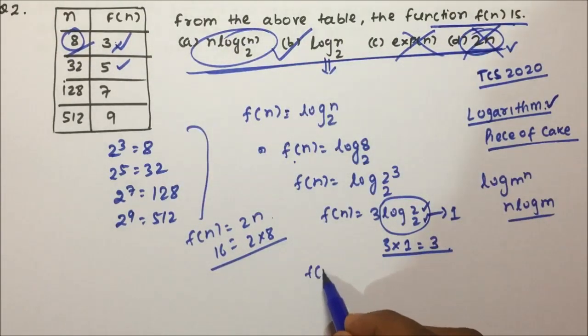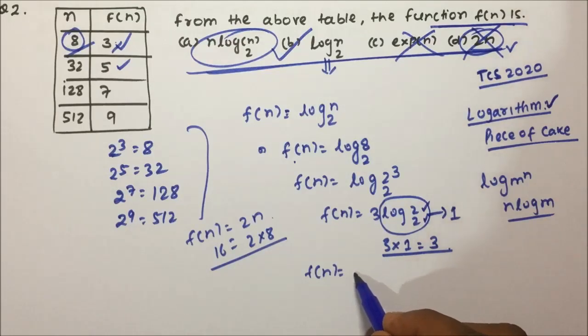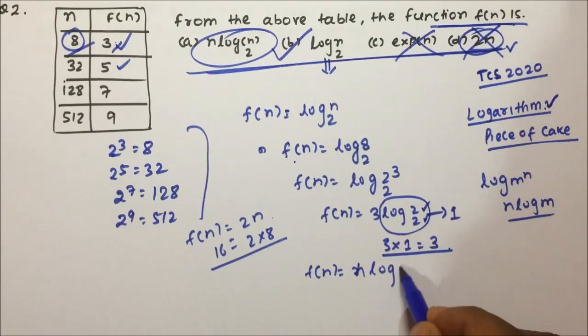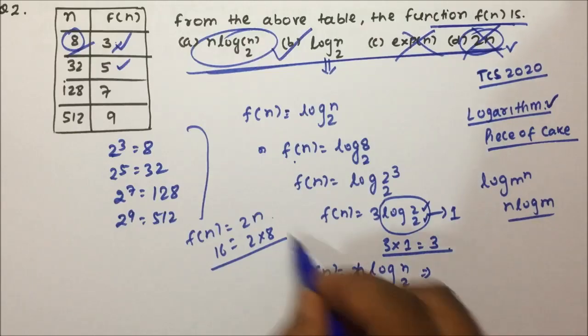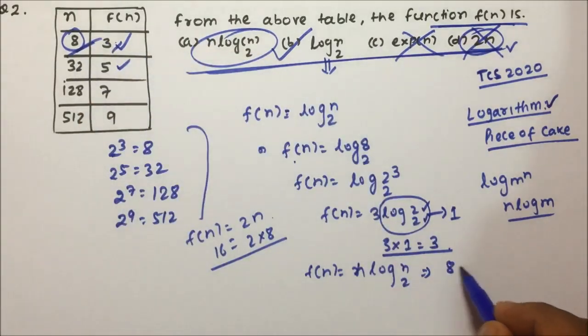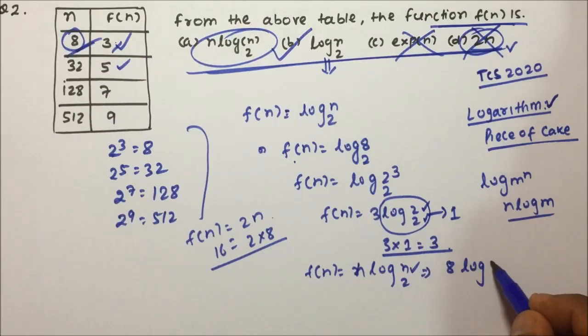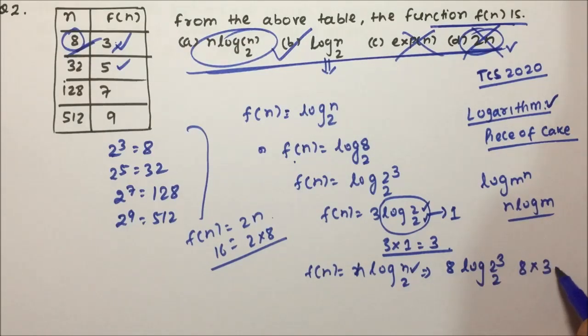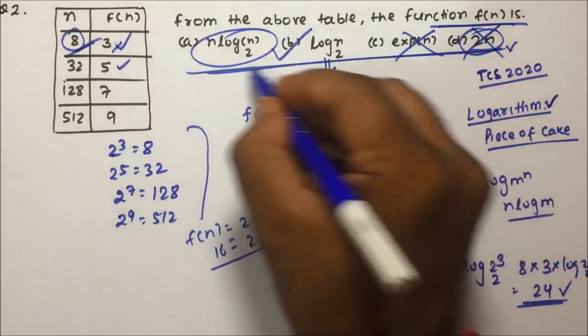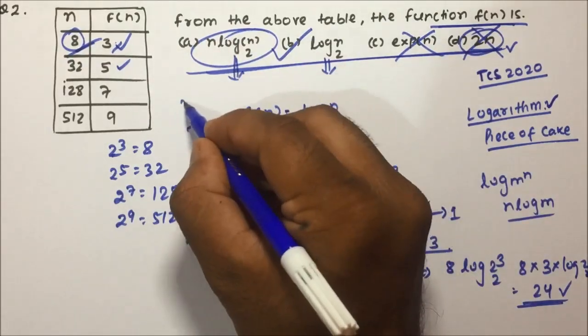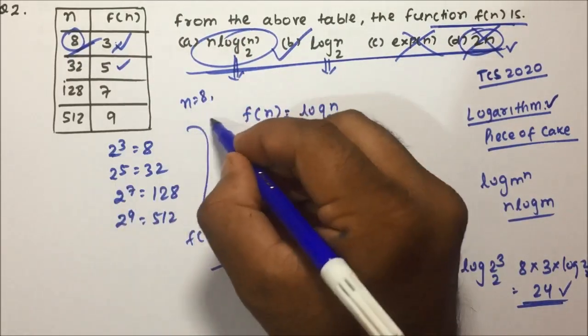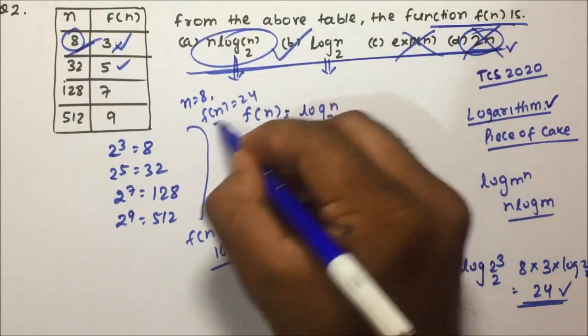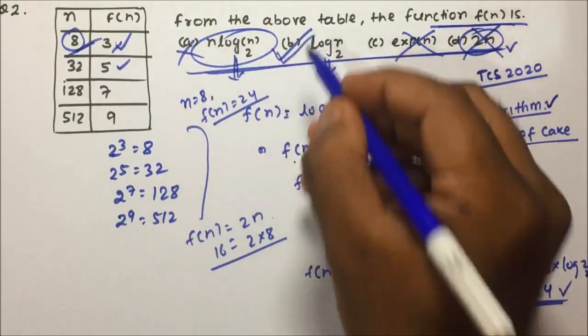So f(n) is equal to n log n base 2. Now the value of n you are going to take 8. So 8 log, here also we put 8, which will be nothing but 2 to the power 3, base 2. Now 3 will come here, 3 log 2. So this will become 8 into 3 is 24. So when you are putting in this function the value of n equal to 8, you are getting f(n) equal to 24, which is wrong. So only option B will be the correct answer.